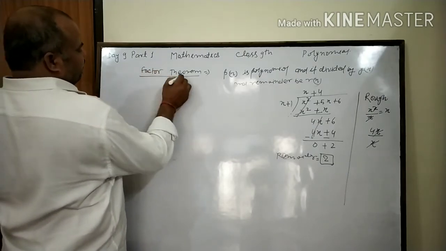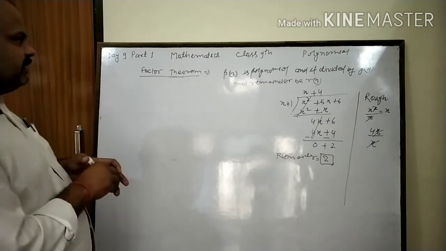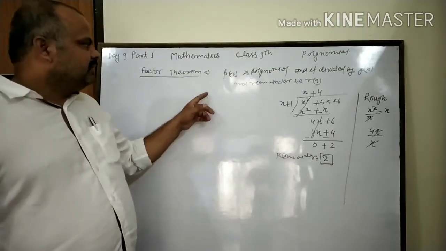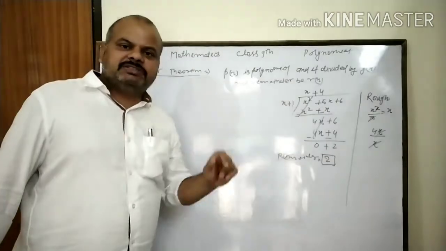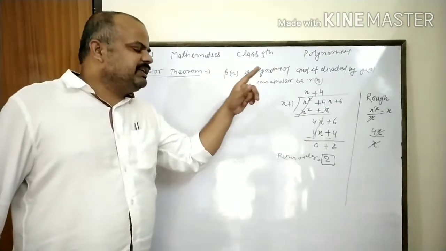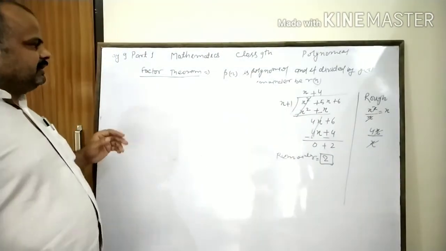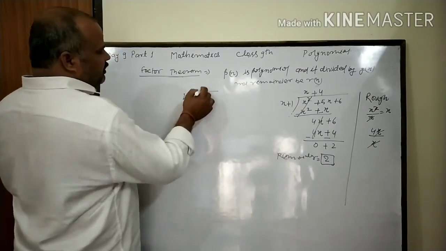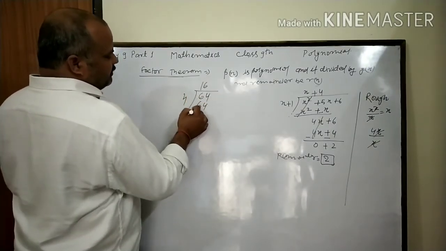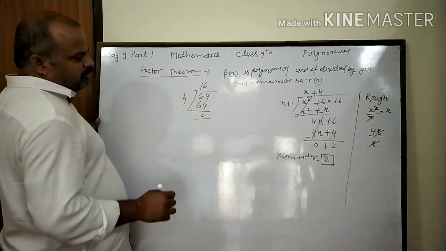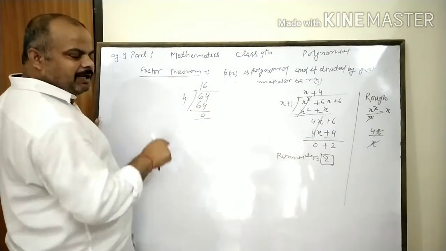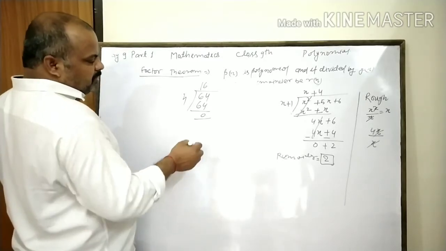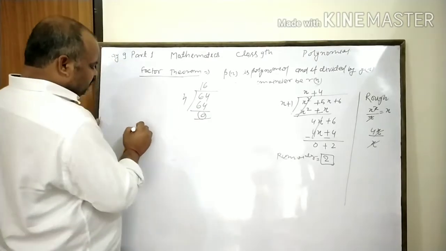Factor theorem means if p(x) is divided by g(x) and the remainder is 0, then g(x) is a factor of p(x). Clear? Suppose 64 is divided by 4, then it is 16 times and the remainder is 0. It means 4 is a factor of 64. Clear? By which process do you know? Because the remainder is 0.